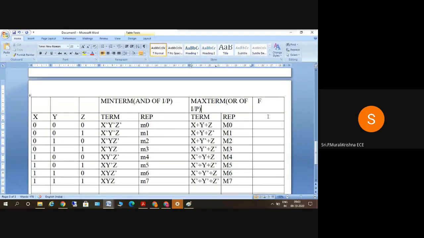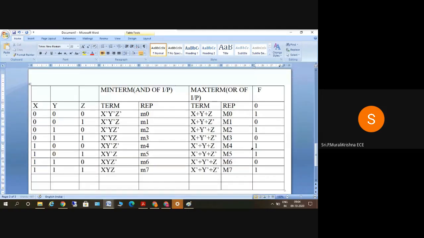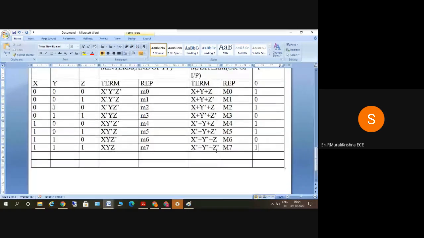Okay, and if I take any random function, I've assumed something here. So f is like this: 0, 1, 0. Here also, when we write the function, we have to take the reverse. Okay, so if I want to write a function, I have to write it in two ways: one is sum of the products, the other is product of the sums. Okay, so those are the input combinations.